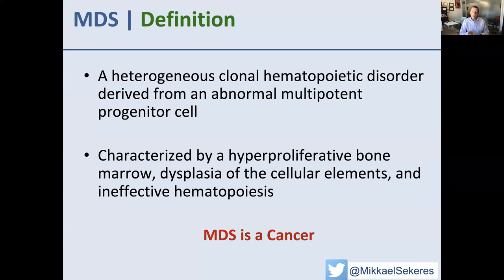So that's what we mean by this crazy definition. Mutations occur in cells that cause them to grow a lot. They take over the bone marrow space. So it's a hyper-proliferative bone marrow, but they're abnormal cells. That's what dysplasia is. Dysplasia means bad growing. So myelodysplasia are bad growing myeloid cells. And as a result, people have fewer blood cells in their bloodstream.